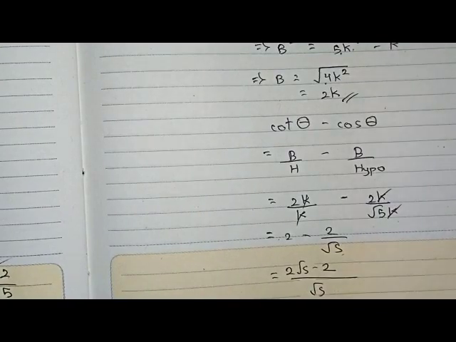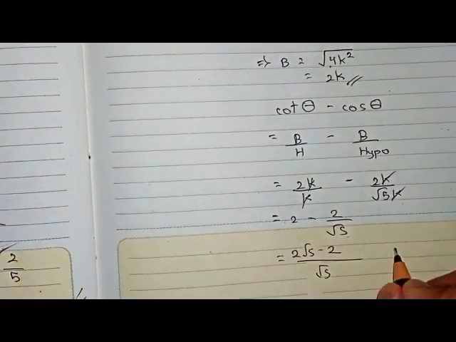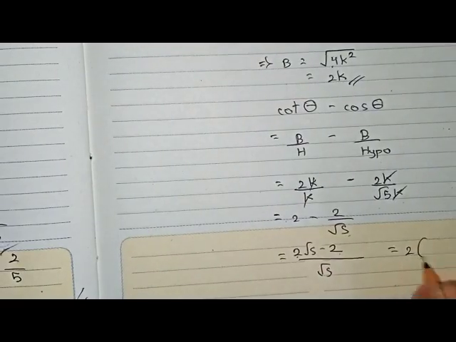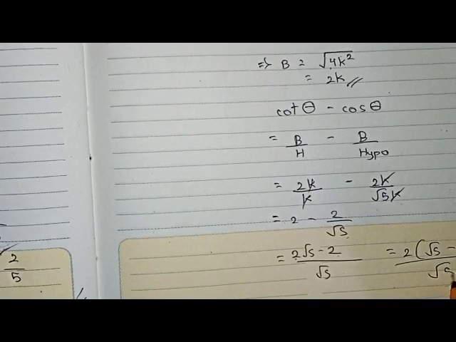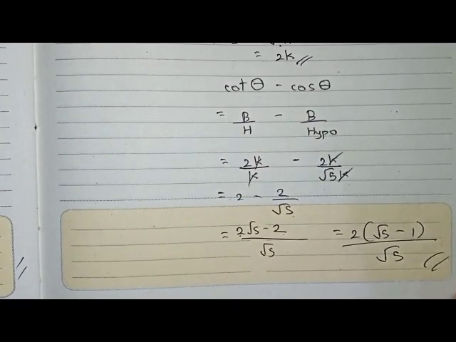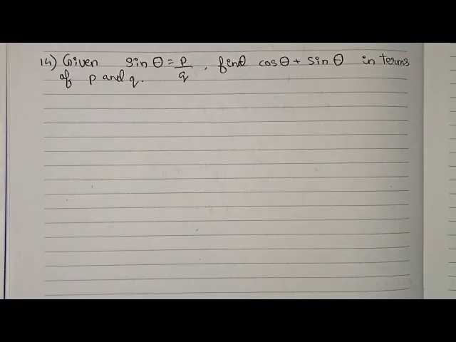So now we can leave the answer here also, or we can move ahead one more step, that is we take this 2 as the common. So root 5 minus 1 by root 5. So this will be the final answer for this question. So let's move on to our next question.